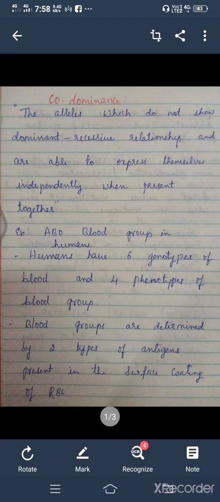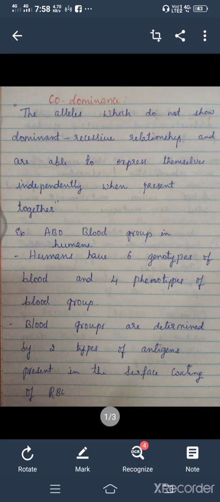The best example for codominance is seen in the human blood group system. That is, we have a blood group system called the ABO blood group. Humans have 6 genotypes and 4 phenotypes of blood group. We know that we have 4 phenotypes: A blood group, B blood group, AB blood group, and O blood group. These are the phenotypes, that is appearance, and it has 6 genotypes. I will show in the next slide.